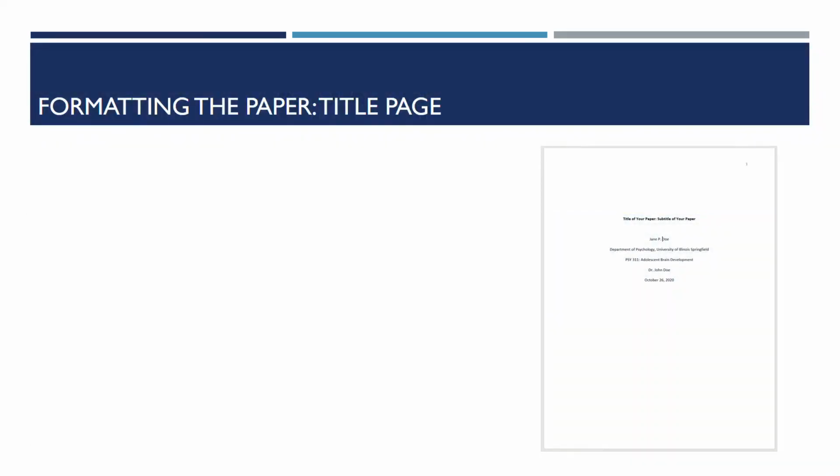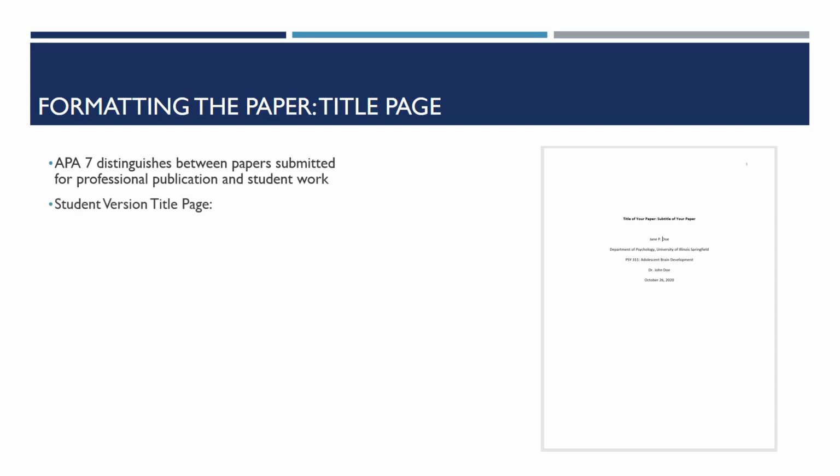The first aspect of APA formatting to explain is the title page. The 7th edition of APA now distinguishes between title page formatting for a professional paper meant for publication and a student-written work, and we will outline the student-focused guidelines in this video.